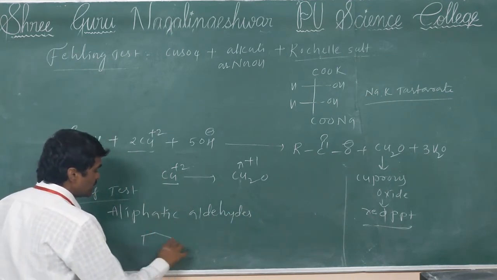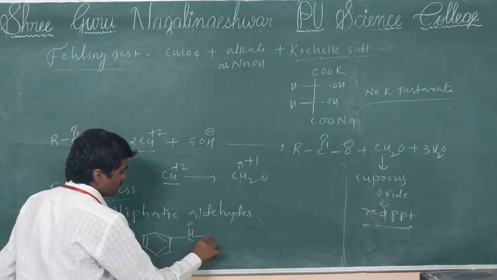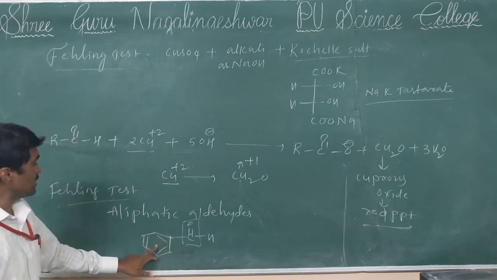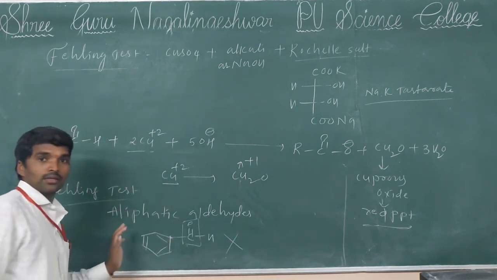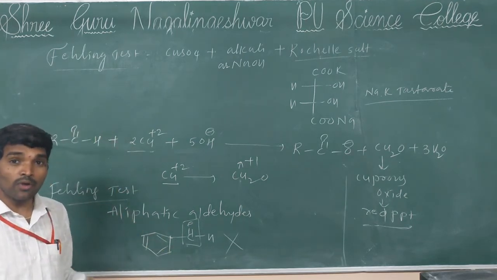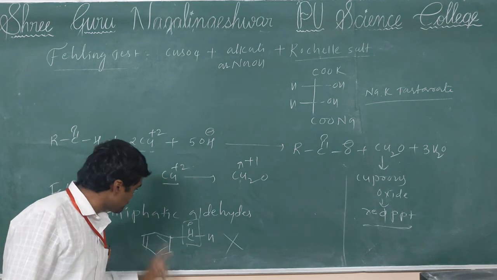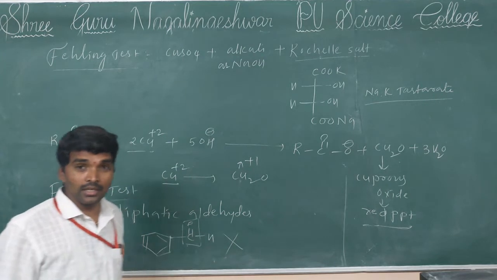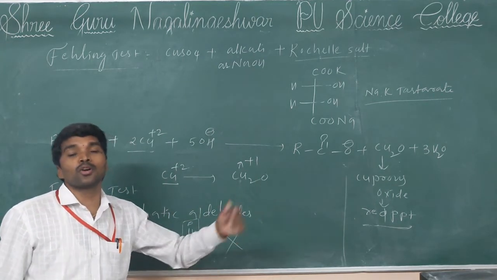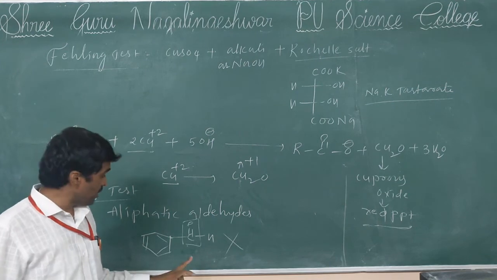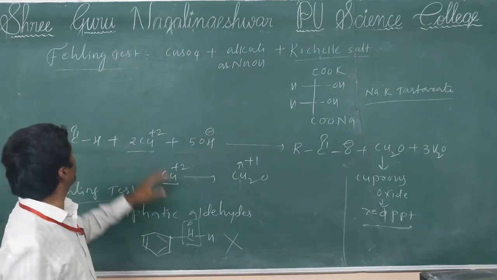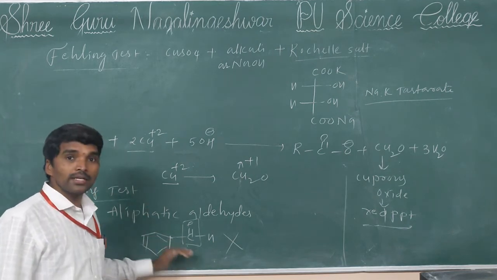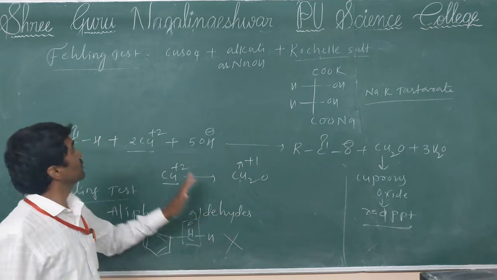For example, benzaldehyde: at the carbon adjacent position, there is no alpha hydrogen. Benzaldehyde does not give the Fehling's test. Why? Because alpha hydrogen is absent. Aromatic aldehydes react with strong alkali, and then Cannizzaro products are formed. You remember, this is very important. Formation of Cannizzaro products is not involved in the Fehling's test. So due to that reason, these aromatic aldehydes do not react with Fehling's test.